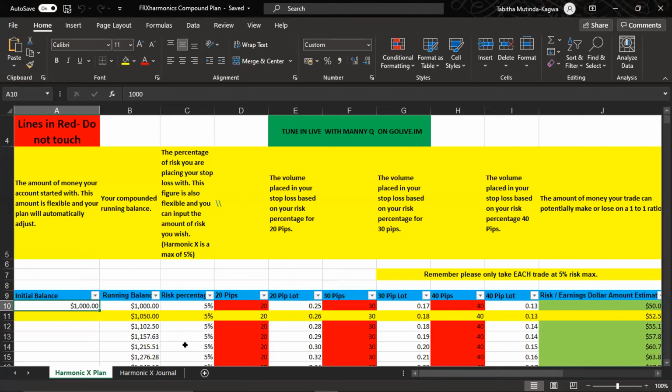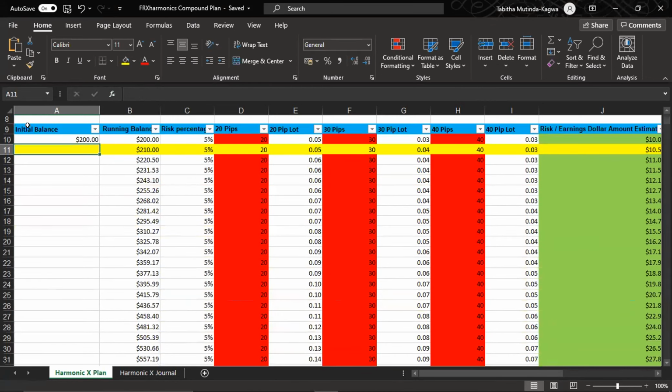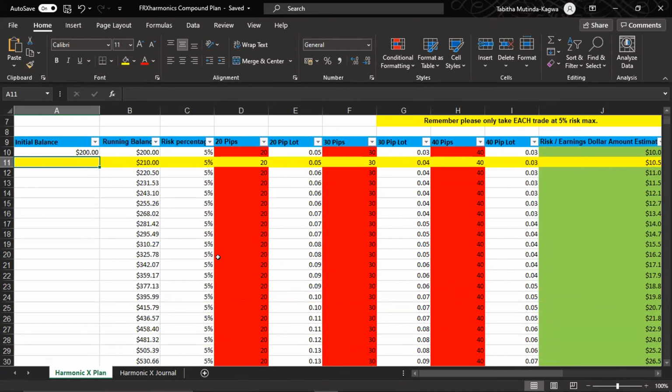It's very easy to use. I'm sure most of you here have used an Excel sheet before. You simply go into the cell that you want to change, and then you go up and you put in whatever number you want over here. So 200. Once you type in $200, everything changes to suit that.